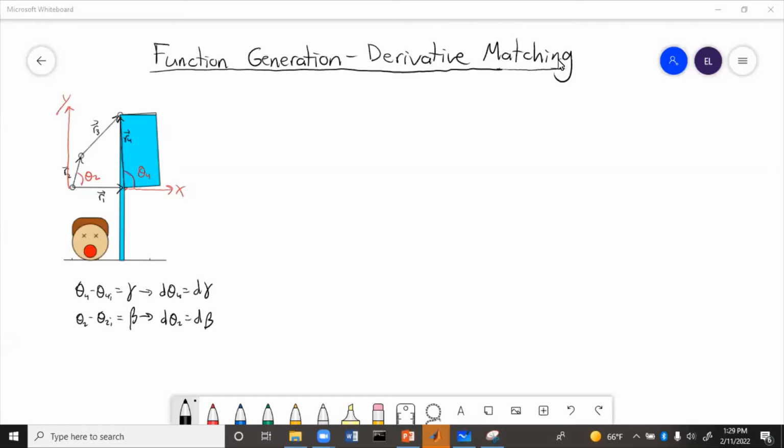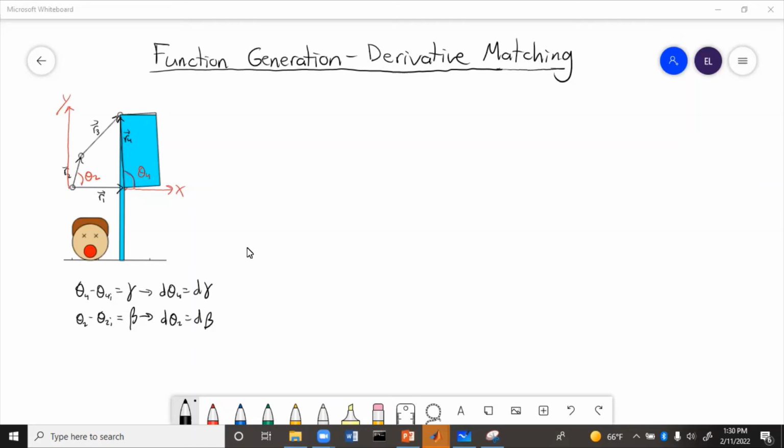So here's a water pouring example. We're going to figure out a function and get its derivatives with some actual numbers. So we have the 4-bar linkage with the standard R vectors. Theta 4 is the output angle, theta 2 is the input angle. Change in output is gamma, change in input is beta. So that's how those derivatives work out.